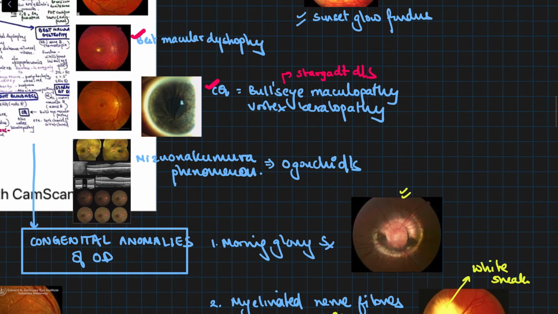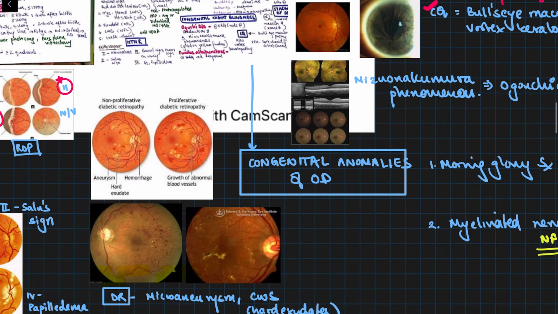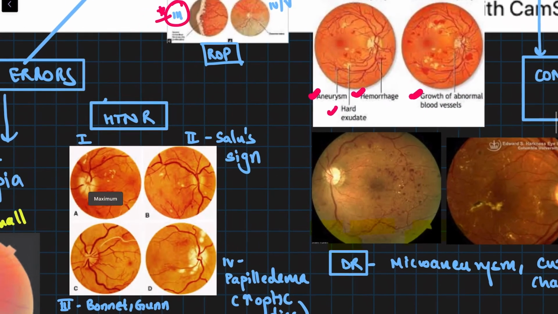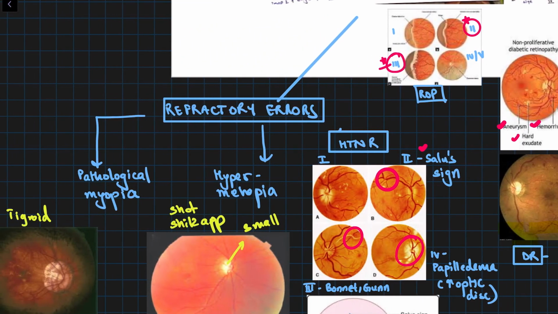Then in congenital anomalies of optic disc, first is the morning glory syndrome, second is myelinated nerve fiber layer showing white streaks. Then vascular disorders, diabetes will show aneurysm, hard exudates, and hemorrhage in non-proliferative state and new blood vessels in the proliferative phase, right? Then hypertensive retinopathy, grade 1 will show just attenuation of vessel, grade 2 will show Salus sign, grade 3 will show bonnet sign and gunn sign, and grade 4 will show papilledema, which is elevated optic disc.